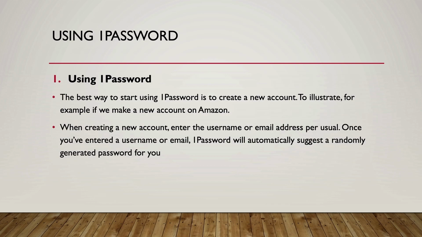Moving on. The next thing that you need to do is start using 1Password. The best way to start using 1Password is to create a new account. For example, if we make a new account on Amazon, when creating a new account, enter the username or the email address as per usual, like the way you create an account anywhere. Once you have entered a username or email, 1Password will automatically suggest a randomly generated password for you.